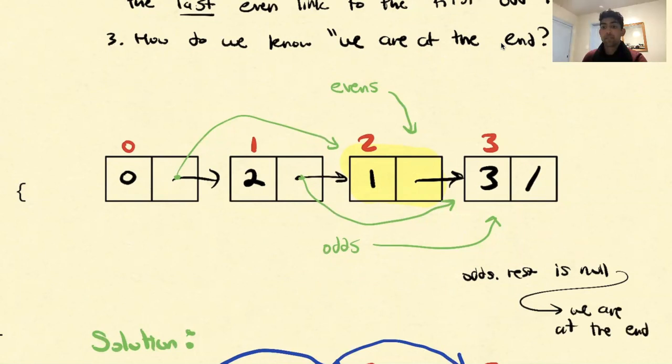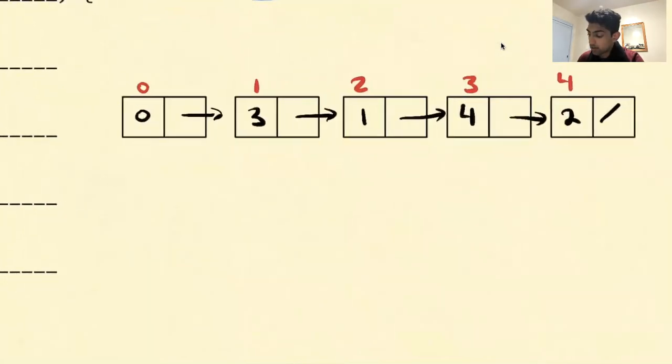Do you guys see that? Because we know that in this case, since the linked list is of even length, when we're at the last even index link, it implies that odds.rest is null, right? Cool. Okay. So we dealt with the case of what happens if we're given a linked list of even length, but we still need to deal with the case of what happens if we're given a linked list of odd length. So let's dive into one of those examples right now.